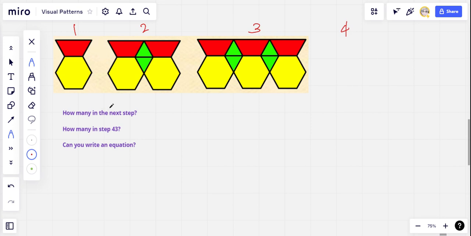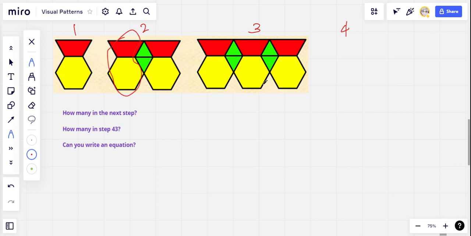Okay, so at first glance, this looks a little complicated. We've got these red trapezoids and yellow hexagons, and then these green triangles are appearing. But really, we're just trying to predict the number of shapes that show up in any step. And I think the best way to do that is just to start counting them. So I've got 2 shapes in step 1. Well, there's the original 2 right there. And what have I added? 2 triangles and then a trapezoid and a hexagon, so 4 more.